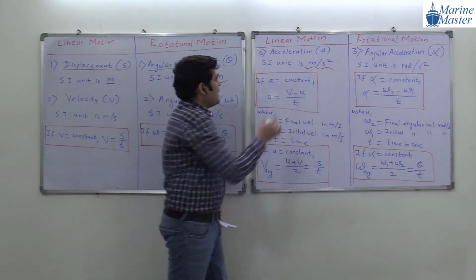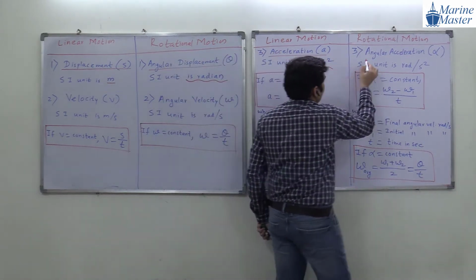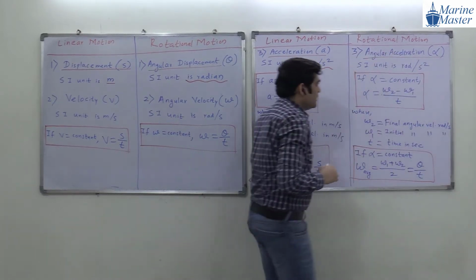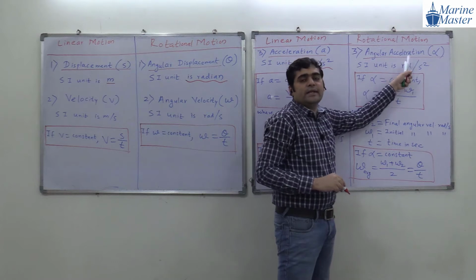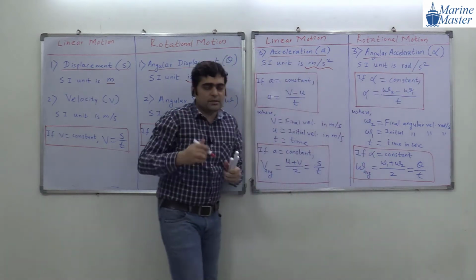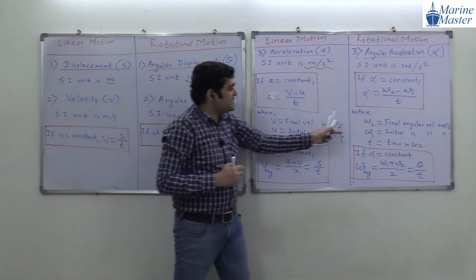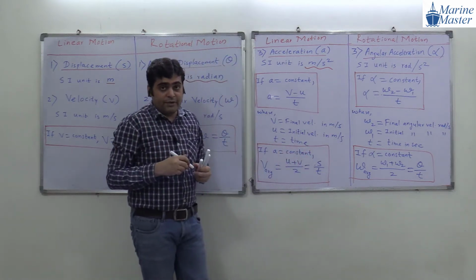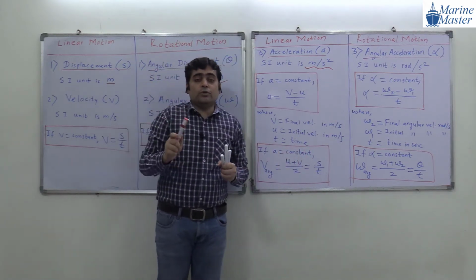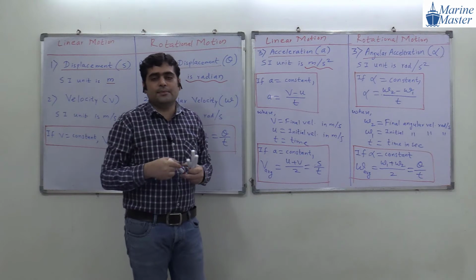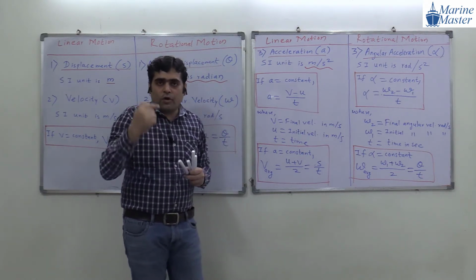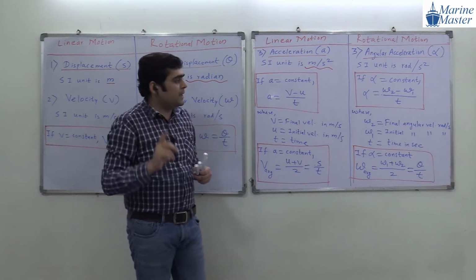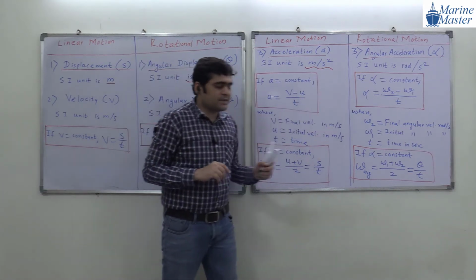So here we have an acceleration, and here we have an angular acceleration. Here the unit is meter per second square. Here the unit is radian per second square. So please everyone write this down side by side, systematically. If you want good marks in mechanics, not only marks, if you want to pass mechanics, your revision must be in proper format, and for revision your notes must be in good format.